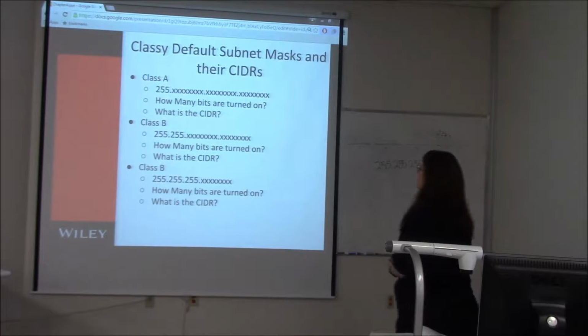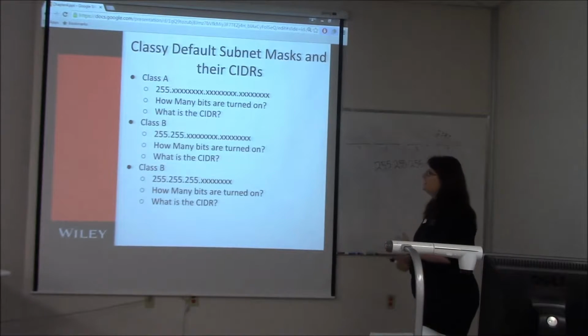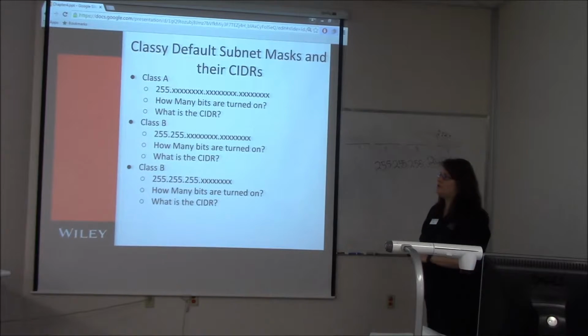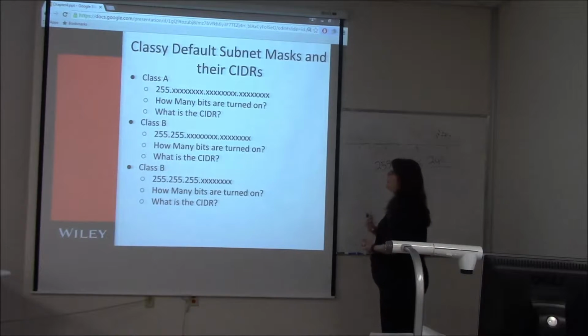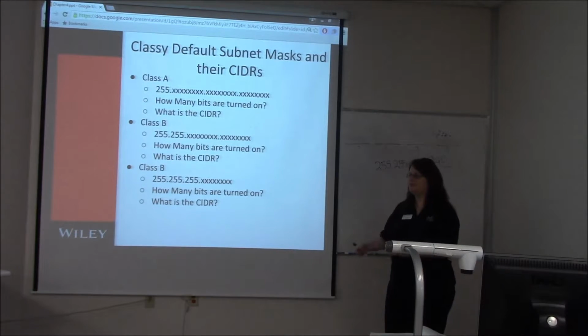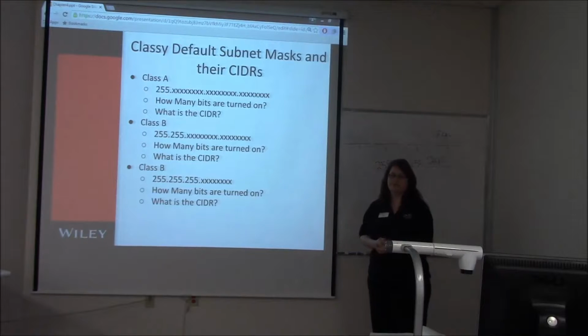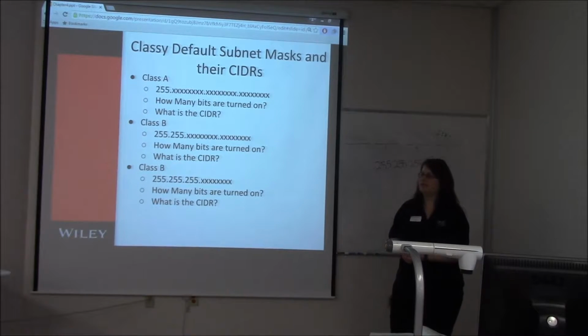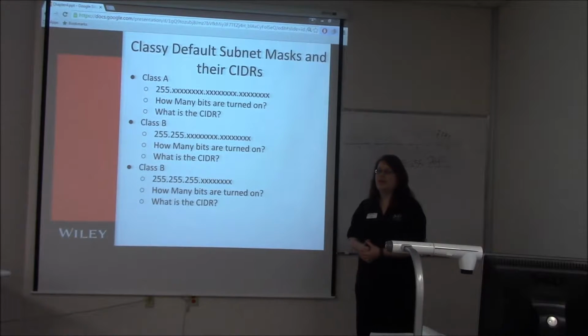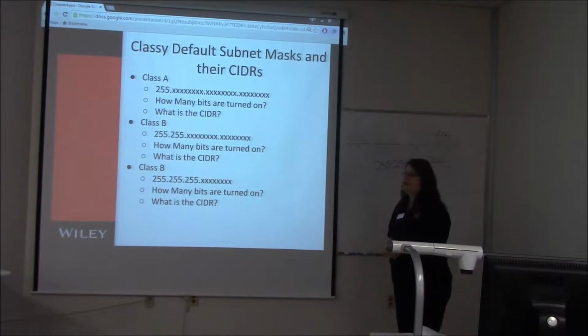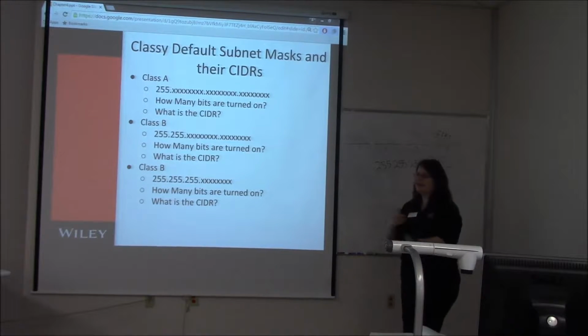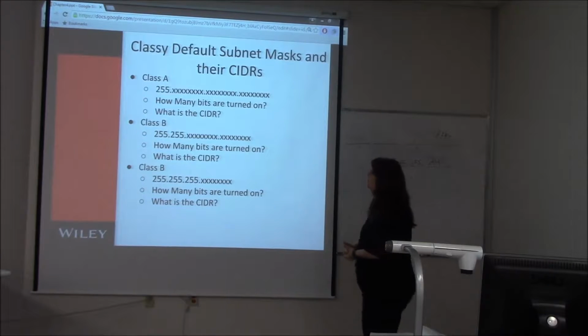So let's talk about some default subnet masks and what their CIDRs look like. Our CIDR is that slash notation we just talked about. In a class A, my subnet mask looks like 255 and then a bunch of zeros. How many bits are turned on in a default class A subnet mask? 8. I could have said how many bytes are turned on. But yes, 8 bits, 1 byte, are turned on in a class A. So that makes the CIDR what?